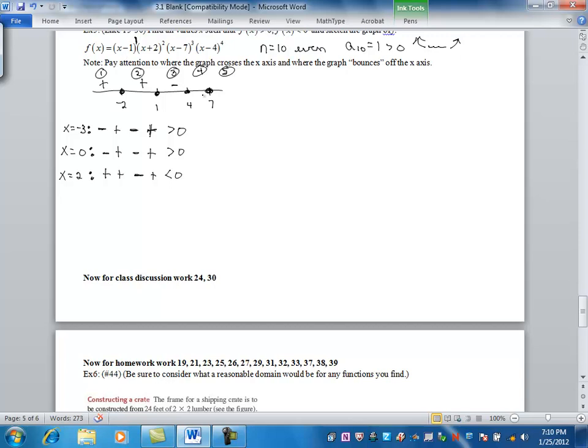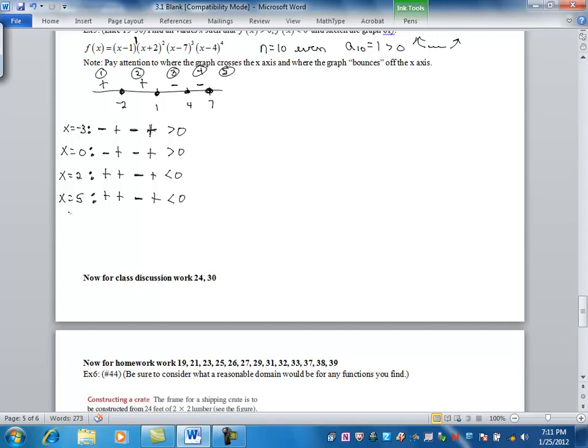Let's check out a number between 4 and 7. I don't know, maybe x equal 5. 5 minus 1 is positive to the 1st power is positive. 5 plus 2, that's positive. You square that, that's positive. 5 minus 7, well that's negative. You cube that, we get a negative result there. 5 minus 4 is positive. You raise that to the 4th power. So here we get a negative result.